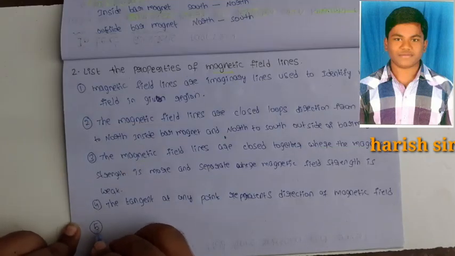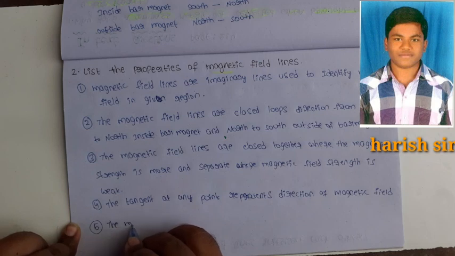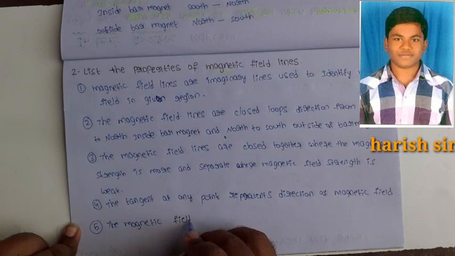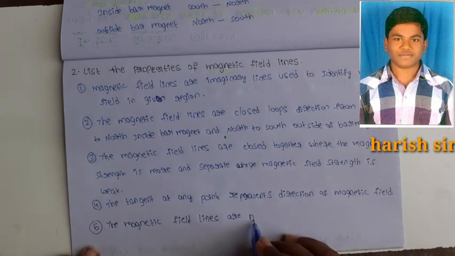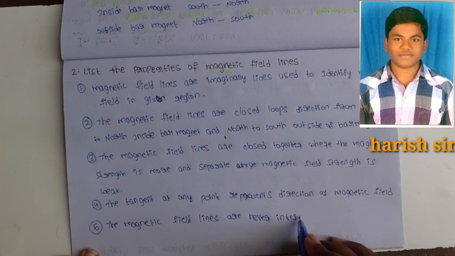Last point: the magnetic field lines never intersect together.